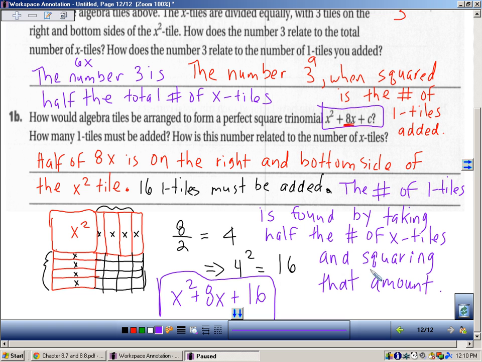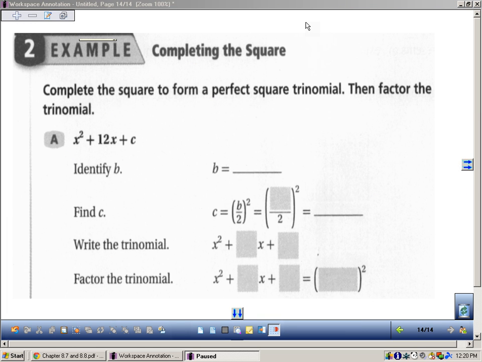Okay, I'm going to keep moving on. Maybe another 5-6 minutes, we'll see. So we're looking at page 460, example 2, completing the square. And let's see if we can add the information to make sense of this example. It says complete the square to form a perfect square trinomial, then factor the trinomial.